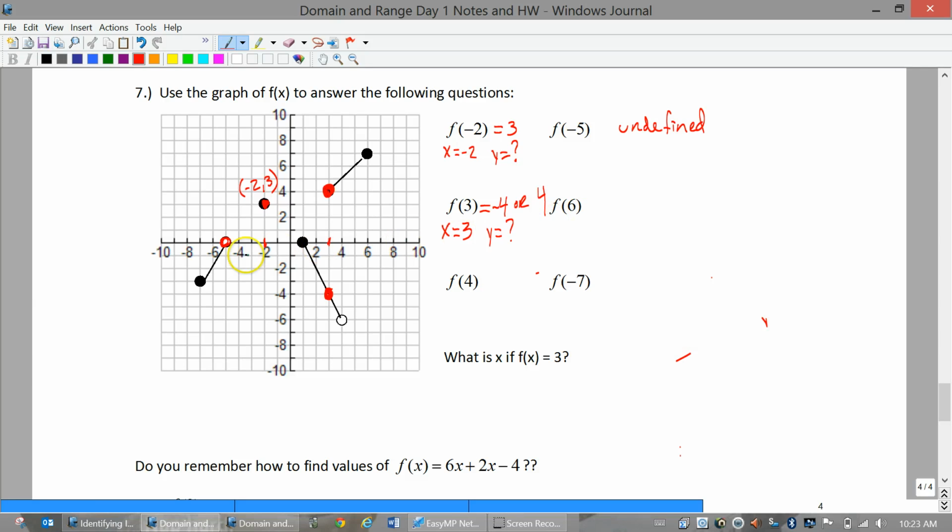F of 6. What's y when x is 6? 7, isn't it? Because that's at 6, 7. Right? What's y when x is 6? F of 4, what is it? That ordered pair is 4, 5, so that y is 5, so this is 5.